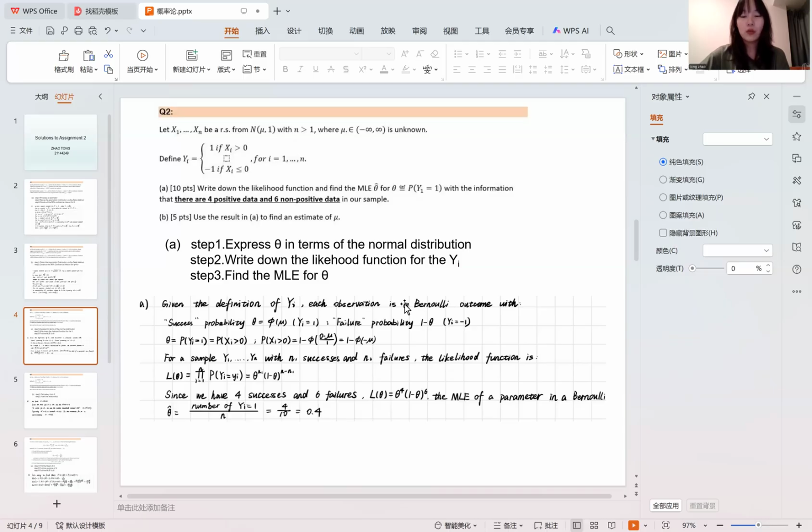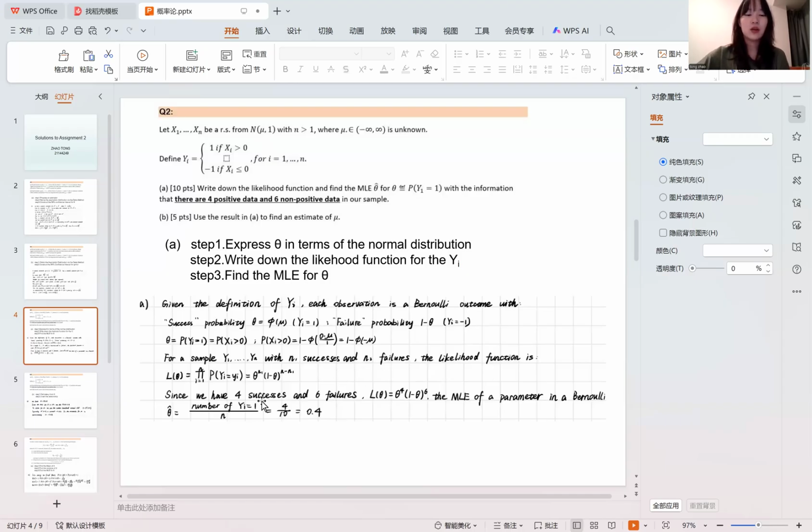However, in part A, we treat theta as the parameter to estimate. And then we will construct the likelihood function. Since for a given i, the probability mass function of yi is like this, and assuming the yi are independent, the likelihood function given a sample y1 to yn is like this one, where n is the number of observations and n1 is the number of successes.